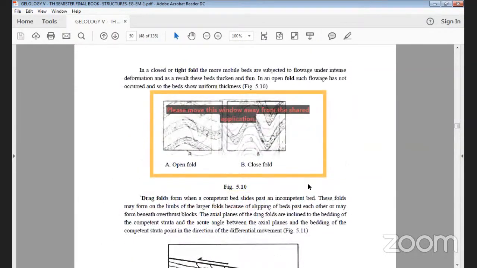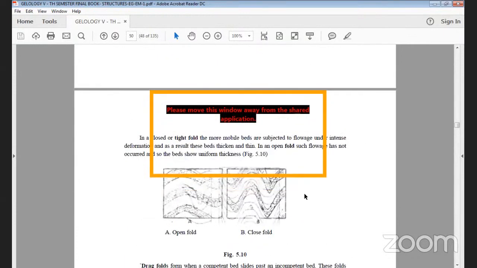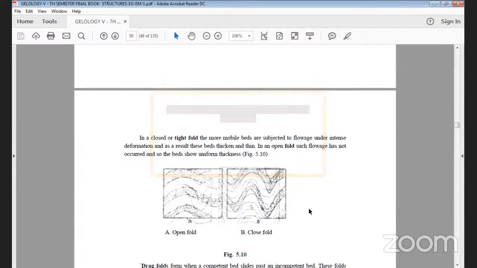Drag the open folds and the closed folds. In a closed or a tight fold, more mobile beds are subjected to flow under intense deformation, and as a result these beds thicken and thin, having thick and thin parts. In the open folds, such flow has not occurred, and so the beds have uniform thickness.